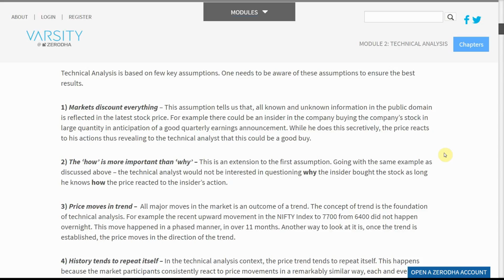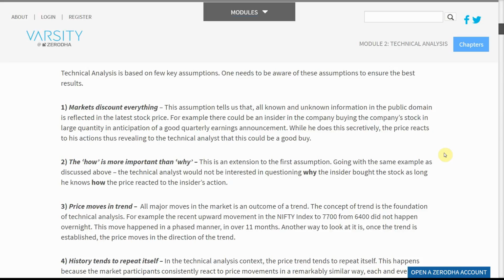2. The how is more important than why. This is an extension to the first assumption. Going with the same example as discussed above, the technical analyst would not be interested in questioning why the insider bought the stock as long as he knows how the price reacted to the insider's action.